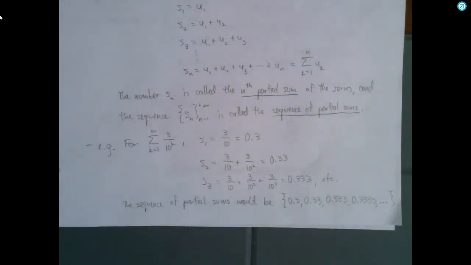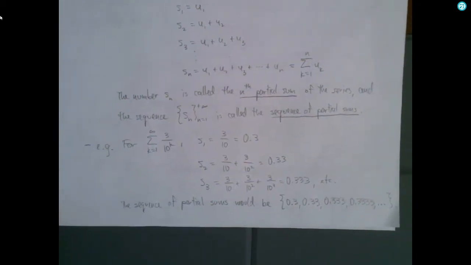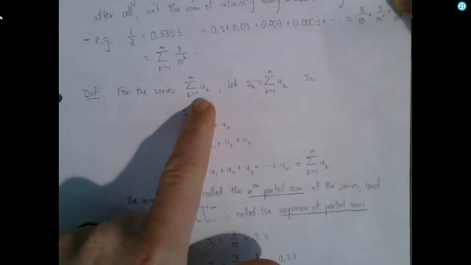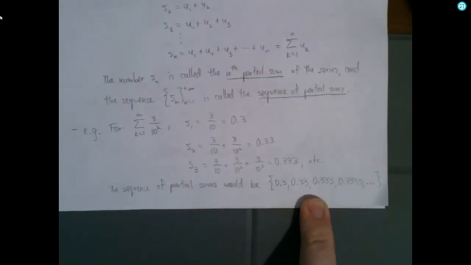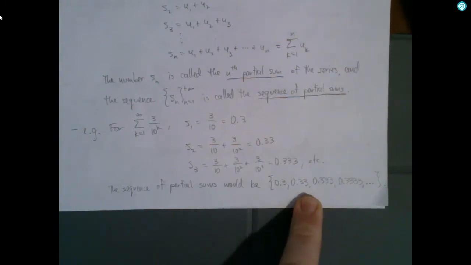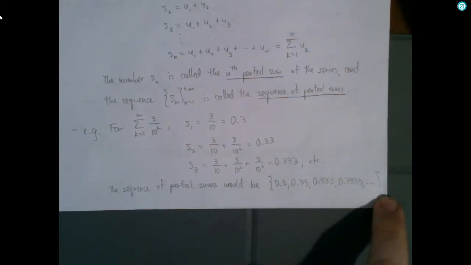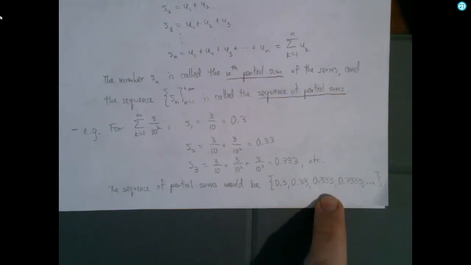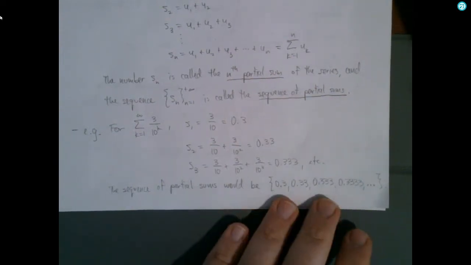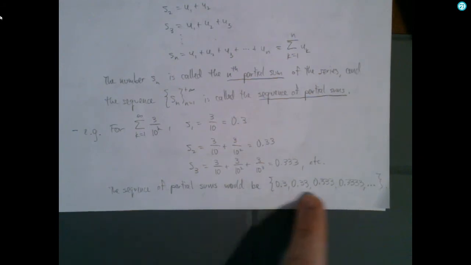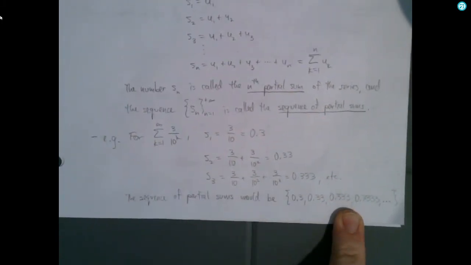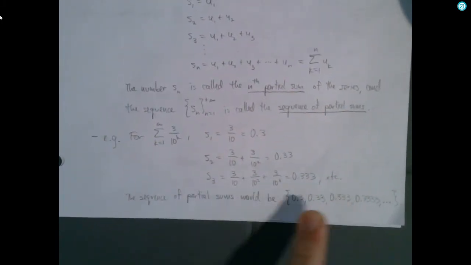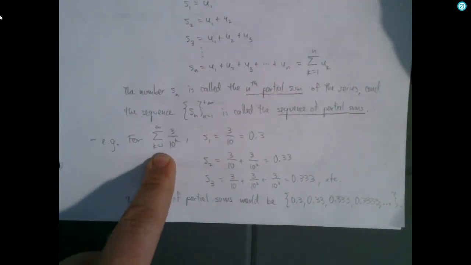Okay. So now how does this help us determine if a series converges or diverges? Well, the series is going to converge or diverge if the sequence of partial sums converges or diverges. And in this case, you can tell that this sequence of partial sums is going to converge to 0.3 repeating forever, right? In other words, 1/3. This sequence of partial sums converges to 1/3, and therefore the series converges to 1/3, right?